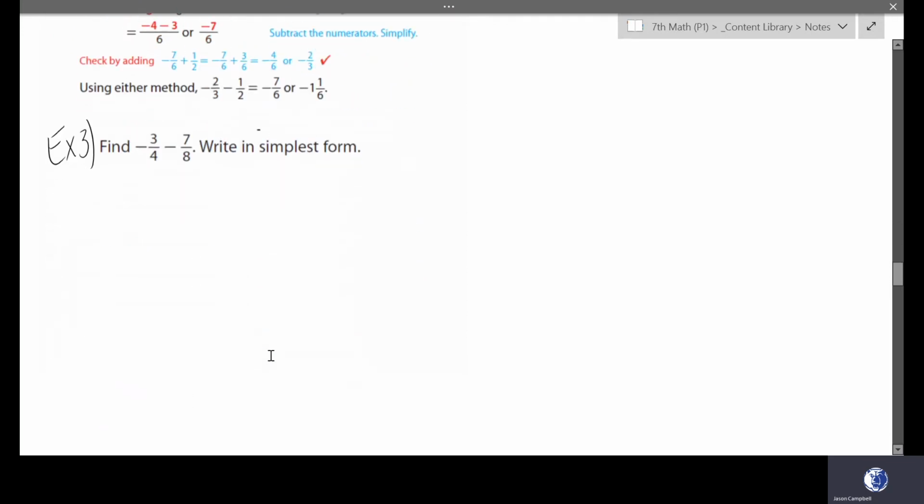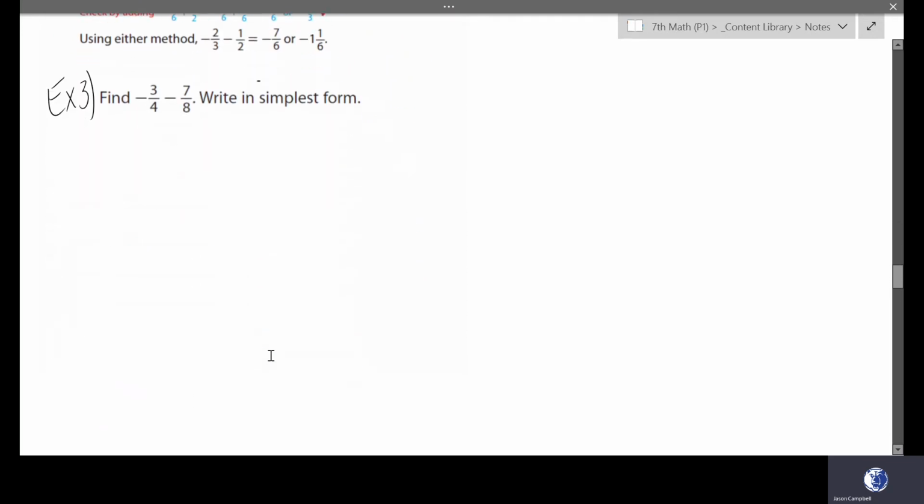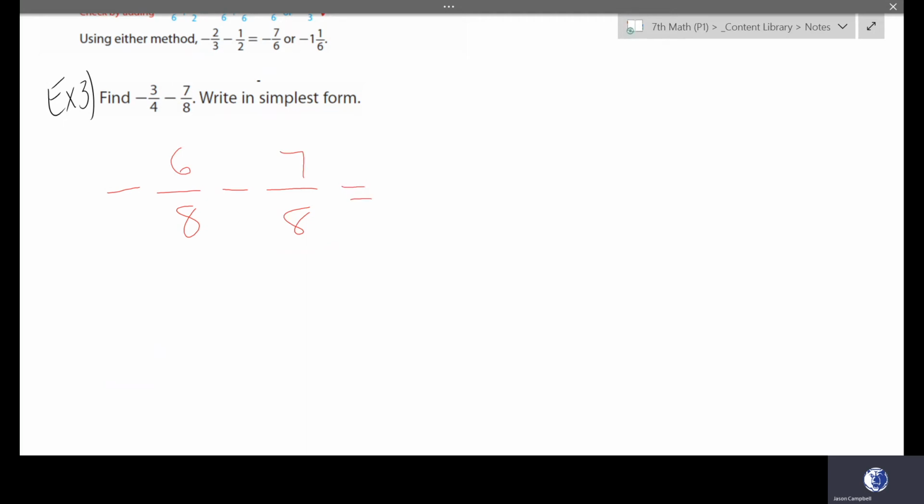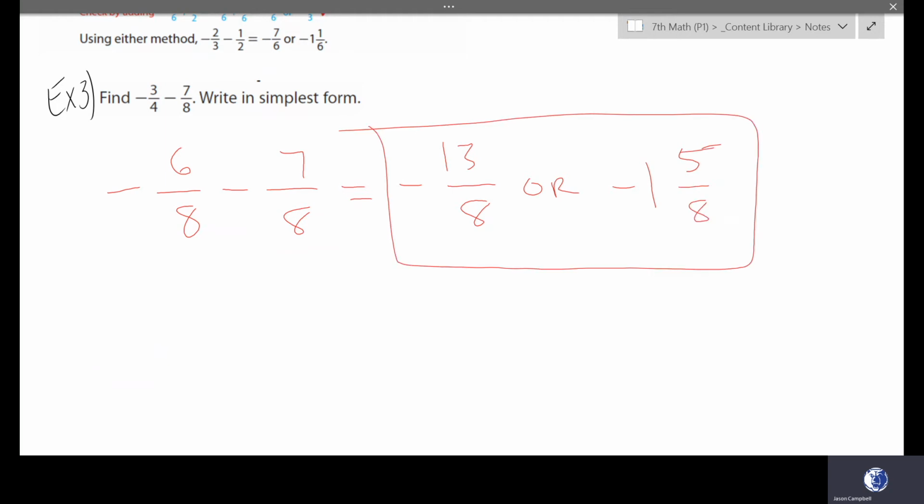Example 3, find negative 3 over 4, subtract 7 over 8, and write in simplest form. Well, I can see that my least common denominator is going to be 8. So I have a negative 3/4, so that's going to turn into negative 6 over 8, and then I'm going to subtract 7 over 8. Negative 6 subtract 7 is negative 13. Denominator is 8. So negative 13 over 8, or negative 1. 8 goes into 13 one time with 5 left over. So negative 1 and 5/8. Both of these answers are acceptable.